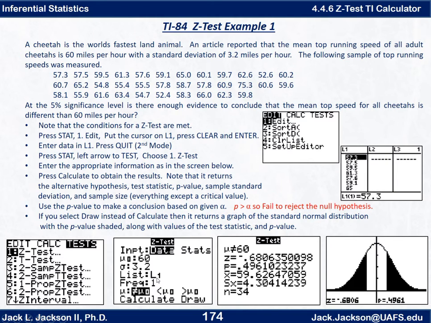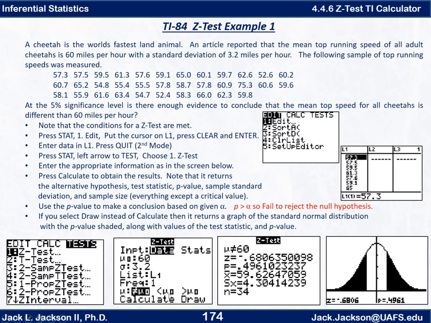Our data is typed into list 1, so I tell it to use L1 for the list with a frequency of 1. You can have a frequency table listed where you have data in L1 and say frequencies in L2. Now we have a choice between a two-tailed test, a left-tailed test, or a right-tailed test. And this one, it says it's just wanting the top speed different than 60 miles per hour. So it's a two-tailed test, and so it's not equal to here. Then you have the choice of clicking on Calculate or Draw.